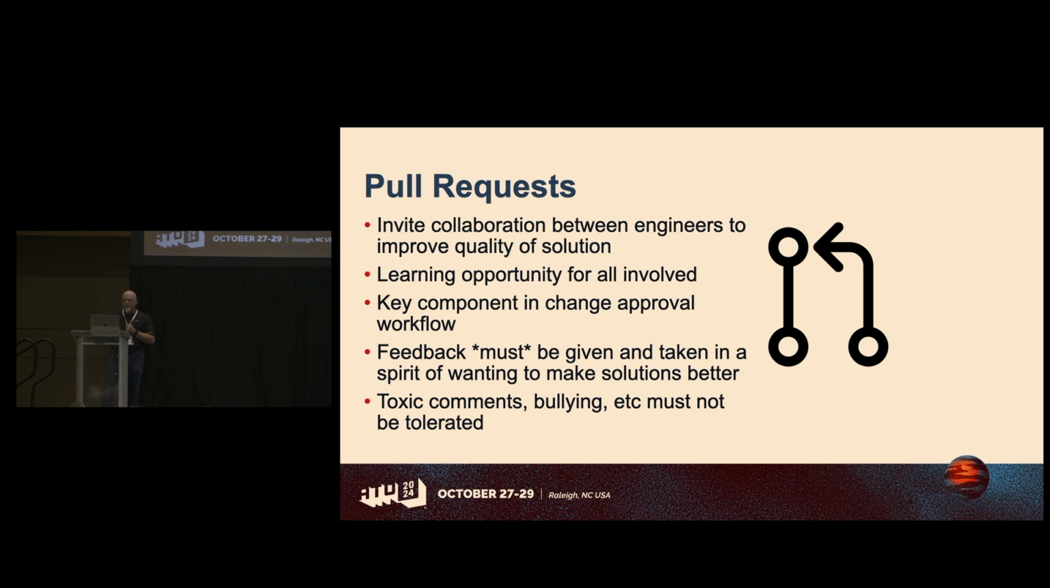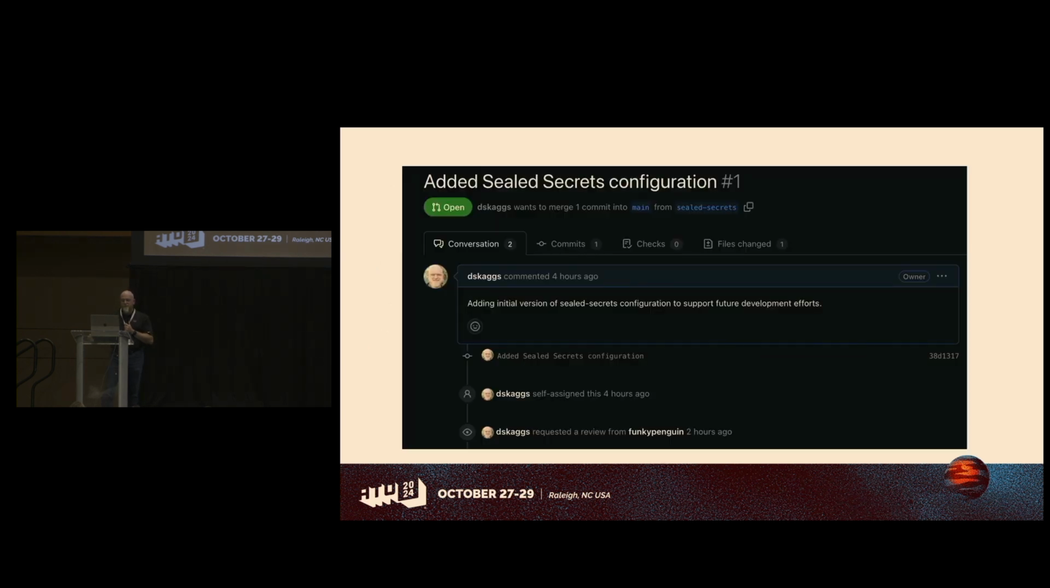So let's look at an example of a PR. Back to that sealed secret screenshot that we had a bit ago, I created a PR, and you may or may not be able to read it, but it says at the top, I want to merge one commit into the main branch from the sealed secrets branch. I assigned it to myself, and I requested a review from Mr. Funky Penguin, who, by the way, is a real person, and he's a cool guy. We'll talk about him a little bit more later as well. So that's what it looks like. Nothing's happened yet. I've just made a request.